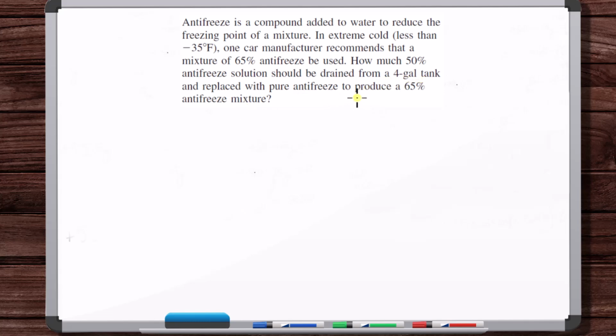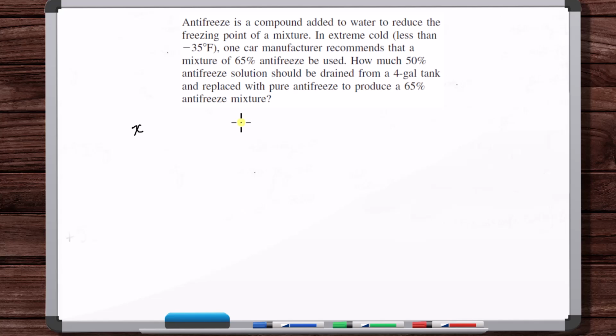You really want to make sure you understand the problem. We've got this 4-gallon tank that's currently a 50% antifreeze solution. We're going to drain a certain amount of that 50% solution out and replace it with pure antifreeze, and we want to create a 65% solution. So how much of that 50% antifreeze solution do we need to take out and replace with pure antifreeze to create the 65%? We want to track the amount of antifreeze.